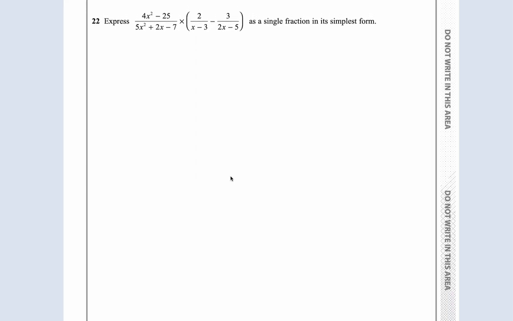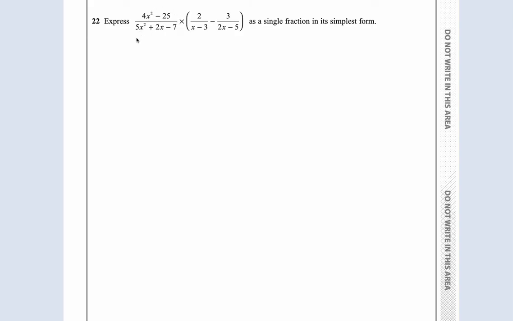Express this as a single fraction in its simplest form, right? This is obviously, guys, a fairly horrible question. Okay, let's do it. So, this involves a lot of factorizing.